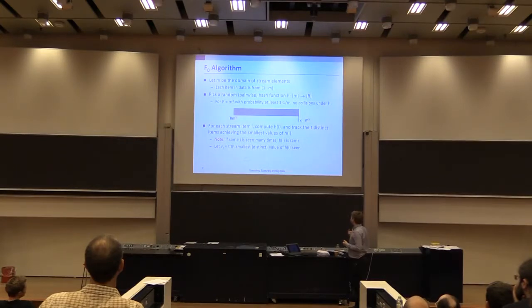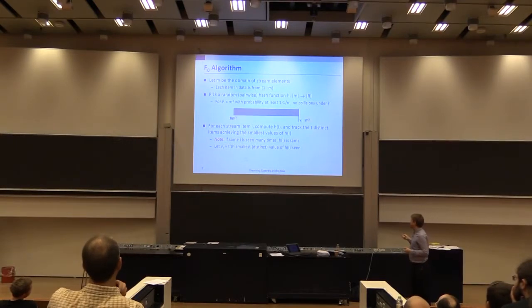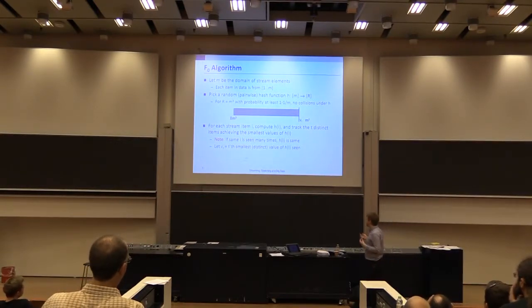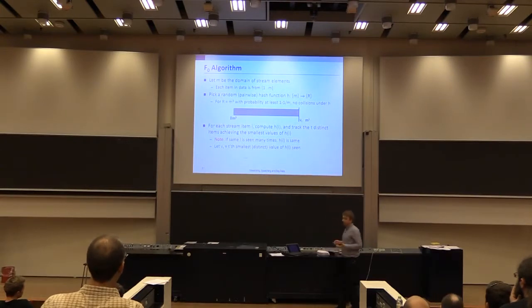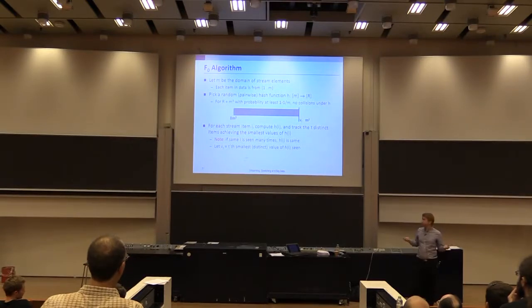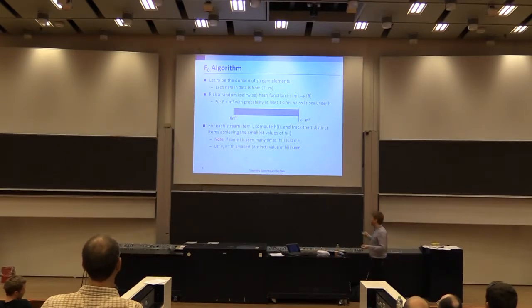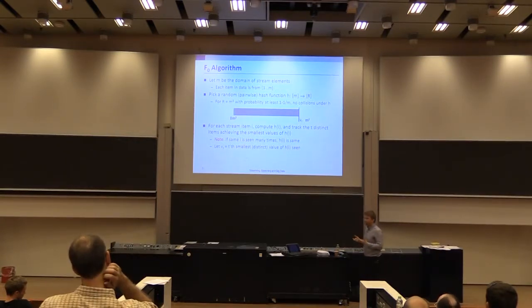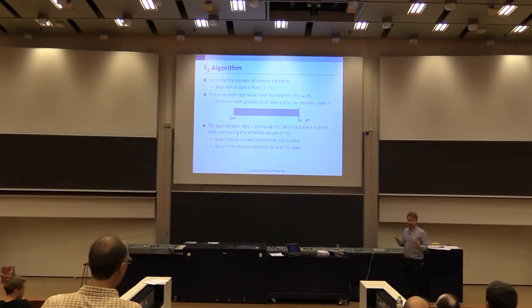I've switched here from k to t, it would seem. So for each element in the stream, we compute its hash value, and then we track the t distinct items achieving the smallest values of the hash. The important thing to realise here is that this is where the power comes from in counting distinct elements. Because we fixed the hash function, when we see the same element many times, it gets mapped to the same location, so we don't overcount. This is the one piece of technology that ensures we're only looking at the number of distinct elements rather than the cardinality of the multiset.